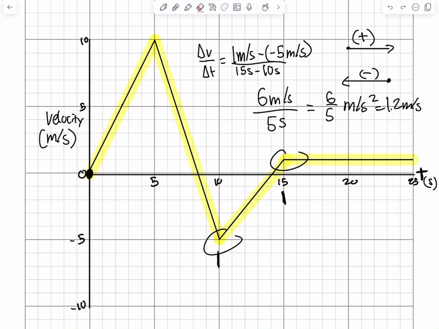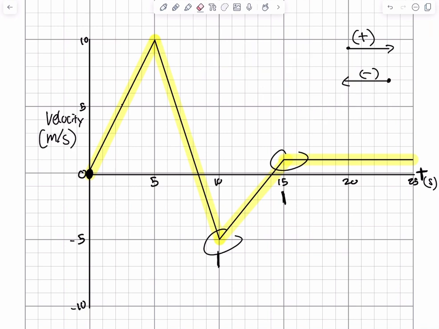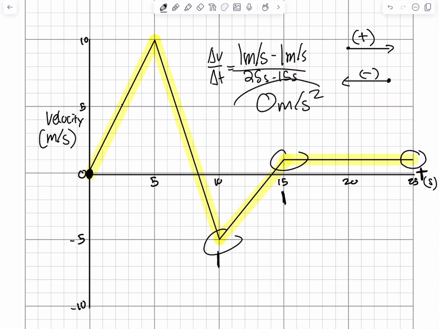Excellent. Now, this next section is going to be real simple. We can see from the graph that it's going to be 0 acceleration, right? It's not changing velocity. But just for the sake of it, let's do some math. Time, 25 seconds minus 15 seconds. Our final velocity, 1 meter per second. Our initial velocity is also 1 meter per second. Take a look at that. 1 minus 1 is 0, so our average acceleration is 0 meters per second squared.